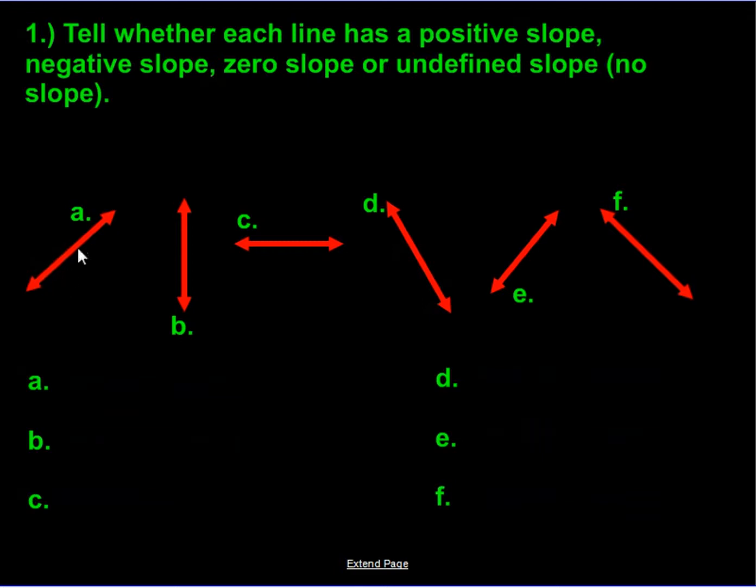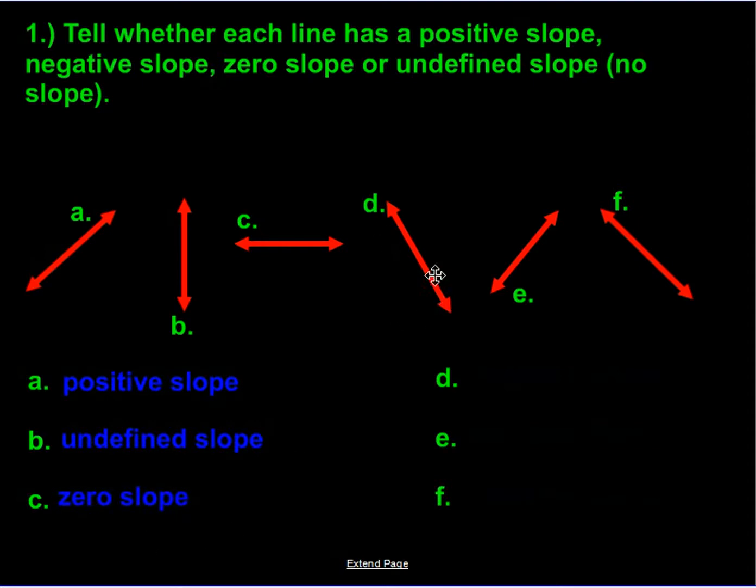So we look at A. A is leaning to the right, and when it's diagonal and leaning to the right, that is a positive slope. If we look at B, B is completely vertical. When you have a vertical line, you have an undefined or no slope. If we look at C, C is completely horizontal. When you have a horizontal line, you have a zero slope.